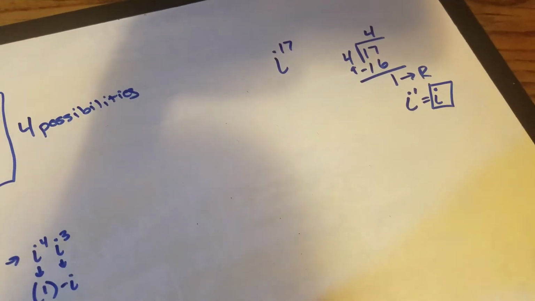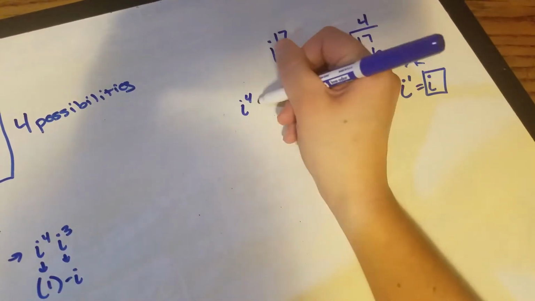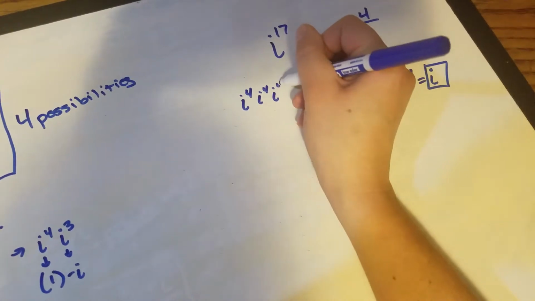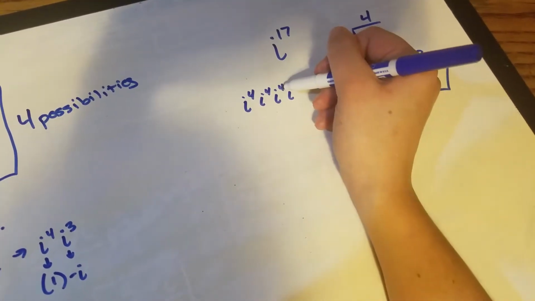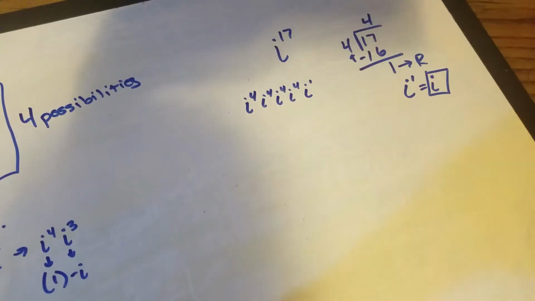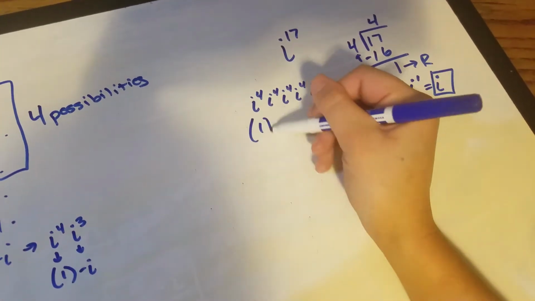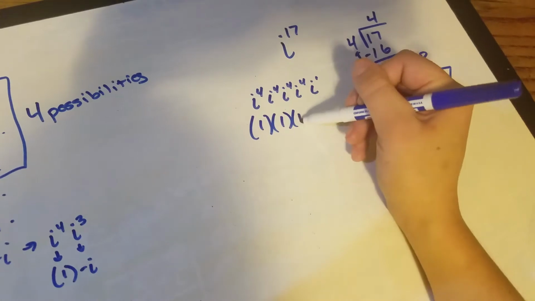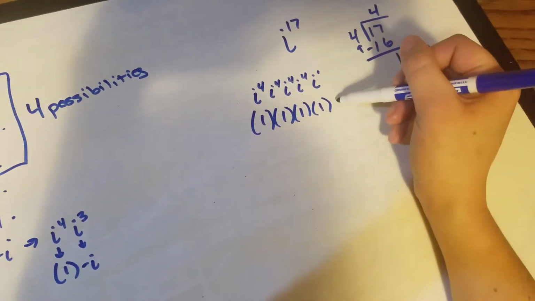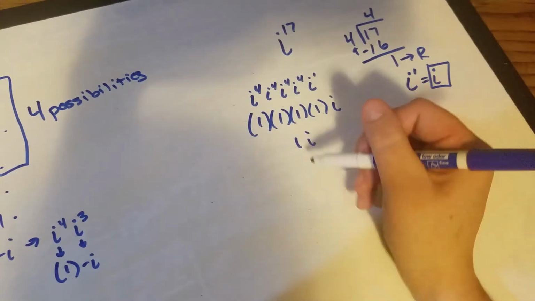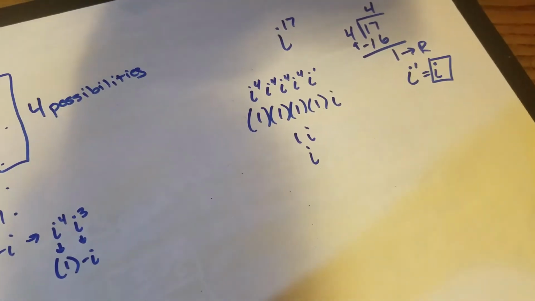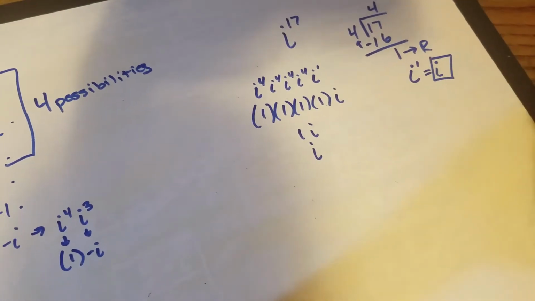If you wanted to represent it in a different way, you could do i to the fourth, four times. So this is 4, 8, 12, 16, with 1 left over. I to the fourth is 1. 1 times 1 times 1 times 1 is 1, times i is 1i, or just i. Okay, so same answer, 2 different ways of getting it.